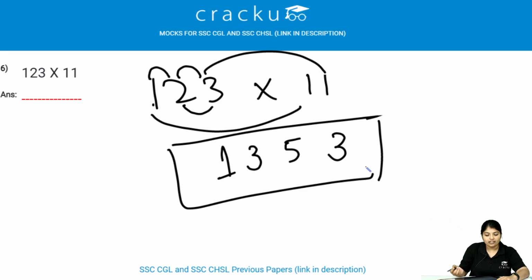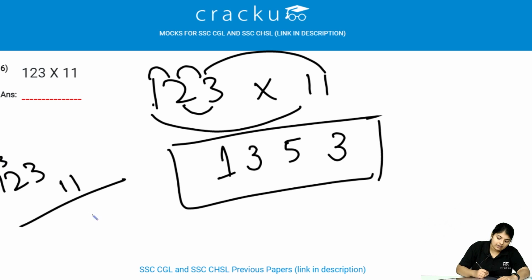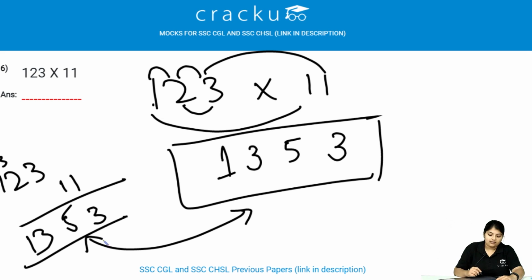Let's cross verify it. 123 into 11. 11 3s is 33. 11 2s is 22, 22 plus 3 is 25 and 11 ones is 11, 11 plus 2 is 13. The answer is same in both the cases. Okay, I think you are clear with this, and let us see one more problem similar to this to clear your confusion.